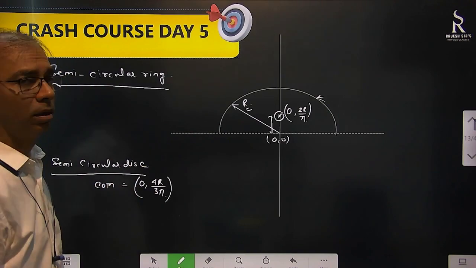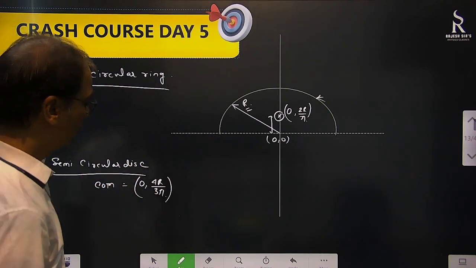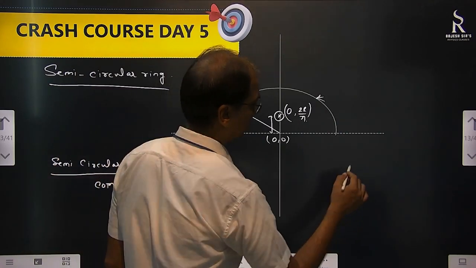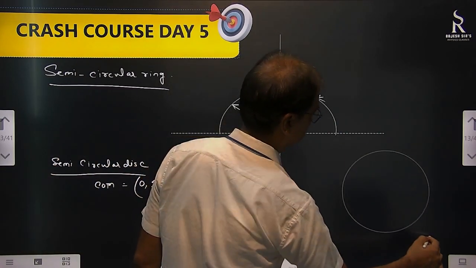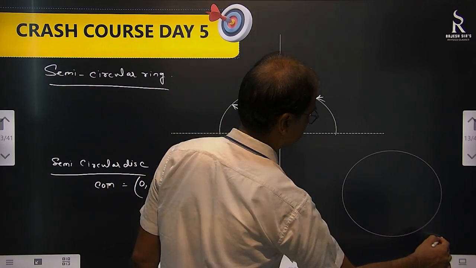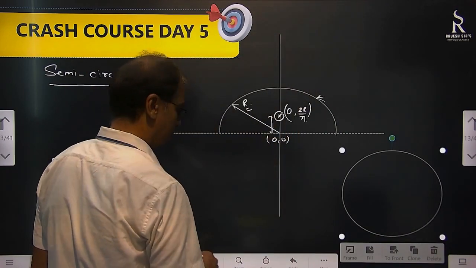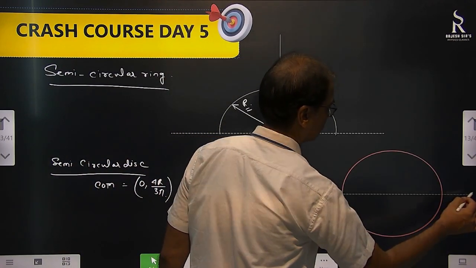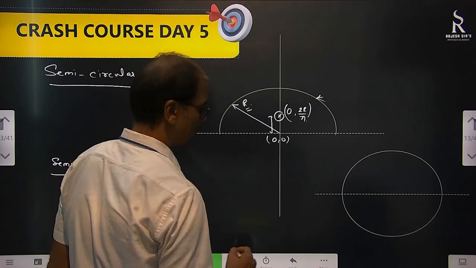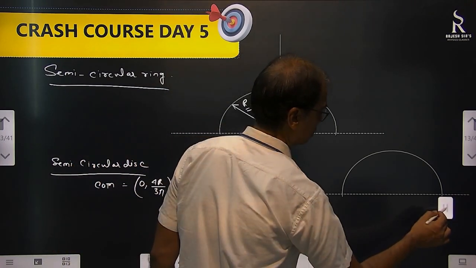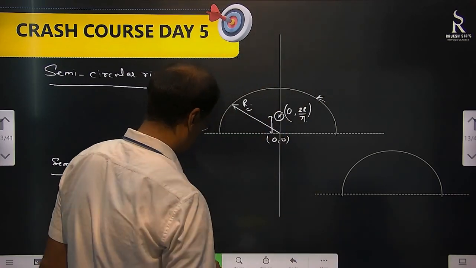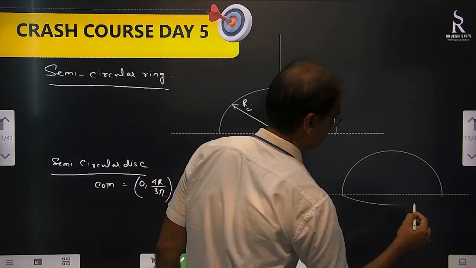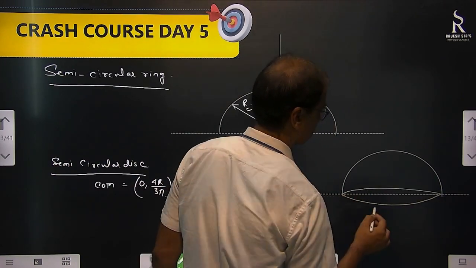If it is a sphere, then sphere's diagram we can make one more time. Hemisphere we have to make, right? So if we are making a hemisphere, this is hemisphere. Okay, radius is r.